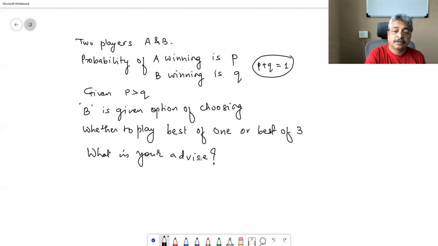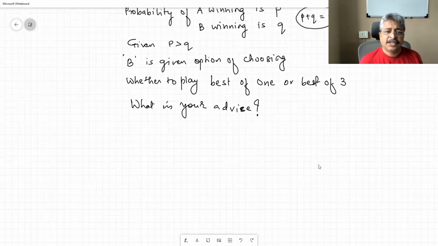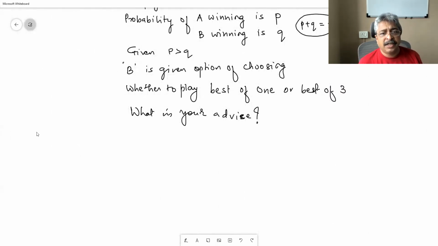Have you understood the question? Now, if there is one match, then calculations are easy. Probability of A winning the one match is higher than probability of B winning the first match. Now we will have to find out whether the probability of B winning best of 3 is more or not. That is what we want to find out. Therefore, we need to analyze best of 3.